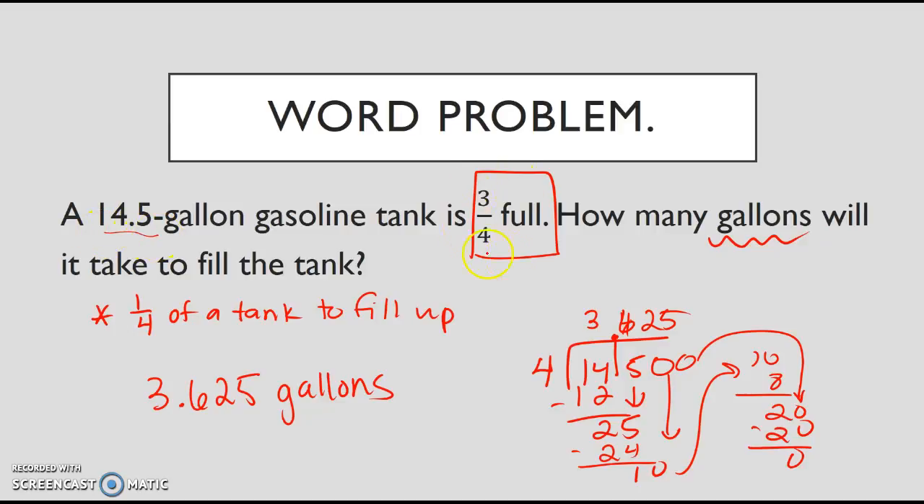Now, if you decided to go the route of using fractions, even though our beginning number is a decimal, our end number here, the other information we're given, is in fraction form, we could answer this in fraction form as well, and you would get 3 5/8 gallons. So either one of those answers is going to work here.